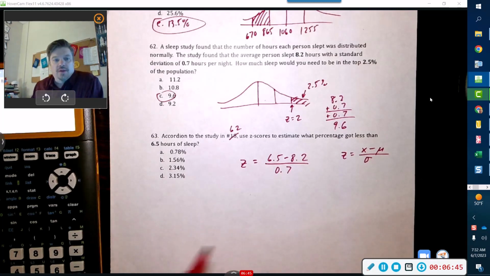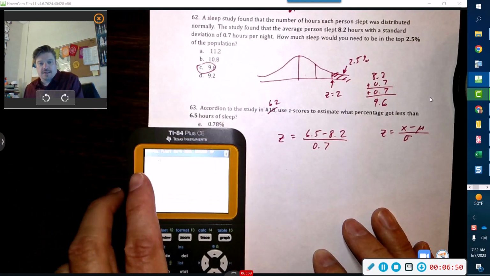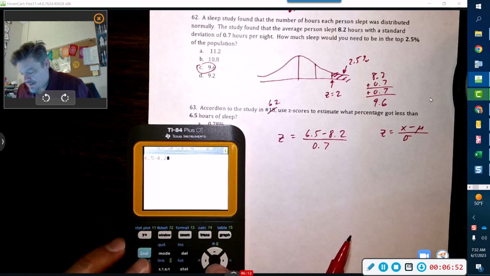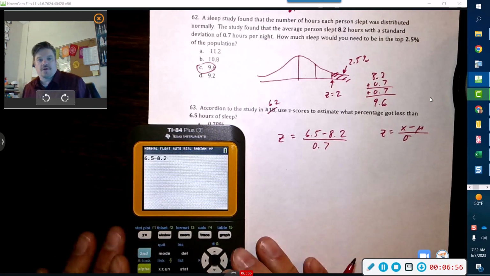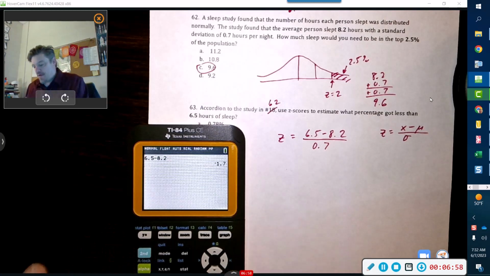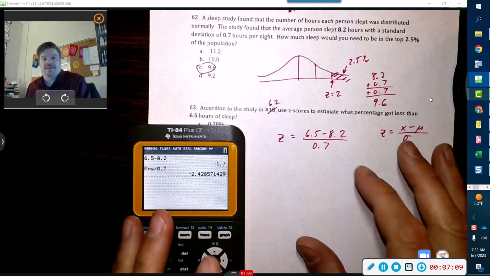Let me show you what I'm doing in the calculator. Okay, so I get that. That's the distance from the mean. I'm on the negative side. Then I'm going to divide by 0.7, and that tells me how many standard deviations. So I'm way to the left.